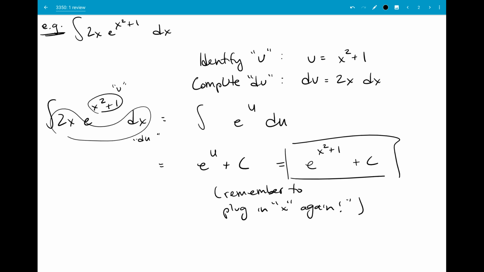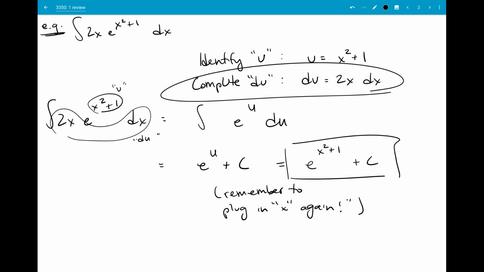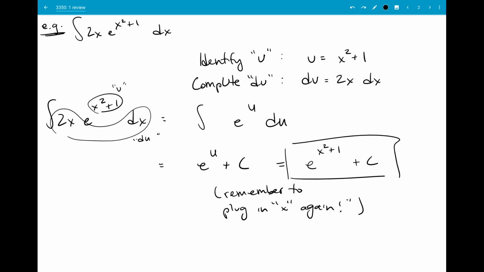And that's just a general u-sub problem. So it's this du part that I think people struggle with. So just remember, take the derivative of u, add on a dx, and then usually it's going to be something that simplifies really easily in your problem.